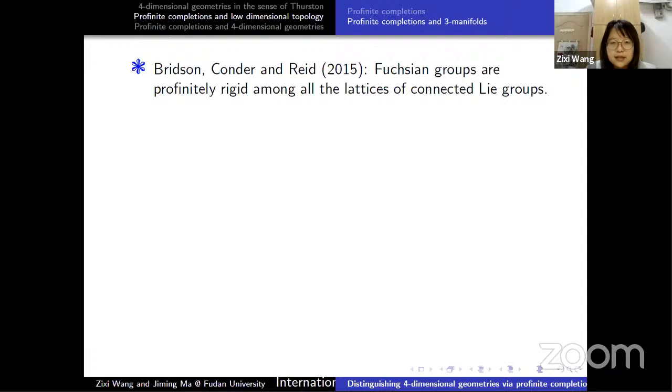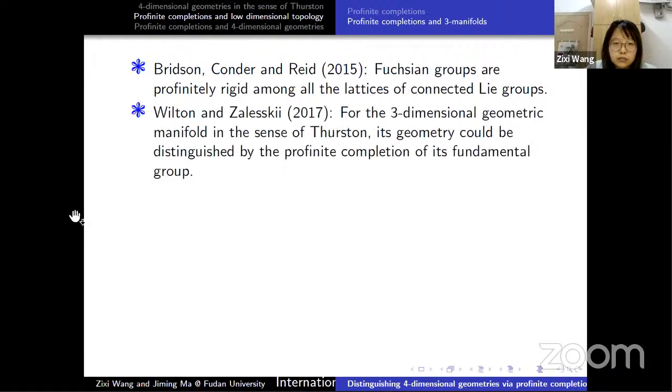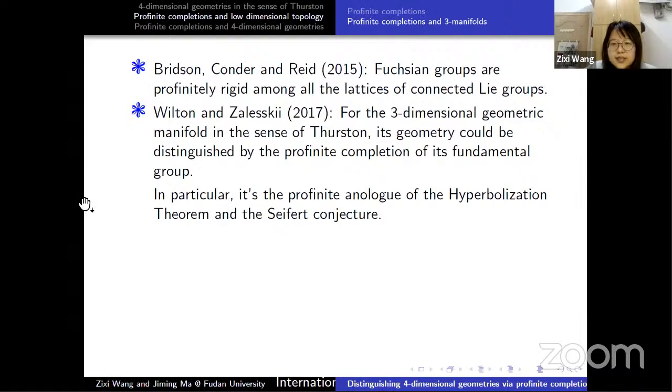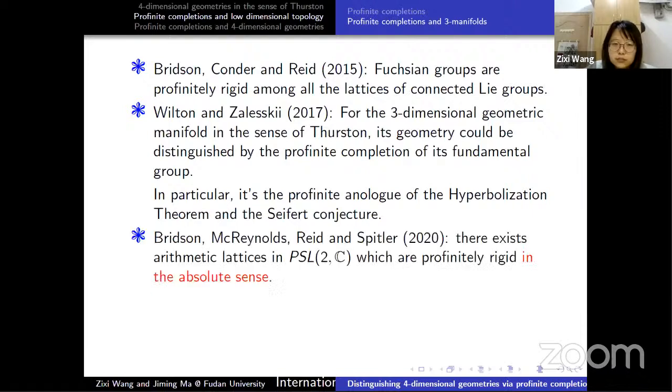Bridson, Conder, and Reid proved that the Fuchsian groups are profinitely rigid among all the lattices of connected Lie groups. Wilton and Zalesskii proved that for a three-dimensional geometric manifold with one geometry in the sense of Thurston, its geometry can be distinguished by the profinite completion of its fundamental group. It is the profinite analog of the hyperbolization theorem and the Seifert conjecture. And Bridson, McReynolds, Reid, and Spitler show that there exist arithmetic lattices for three-dimensional hyperbolic space which are profinitely rigid in the absolute sense. It's highly non-trivial.